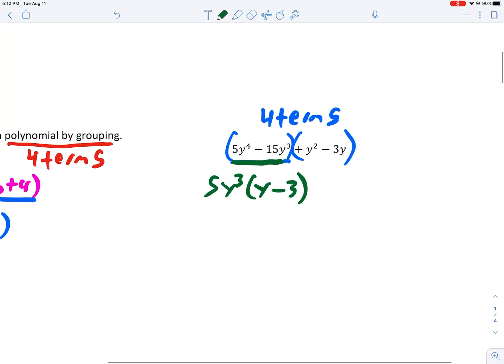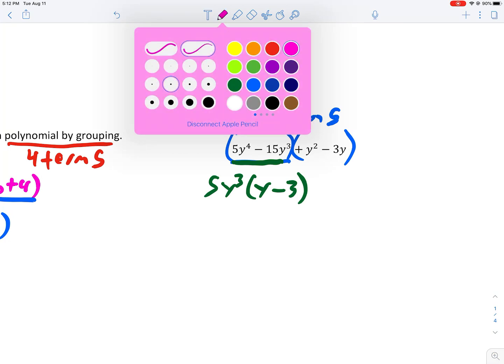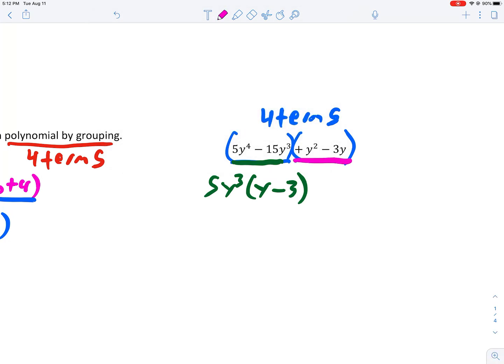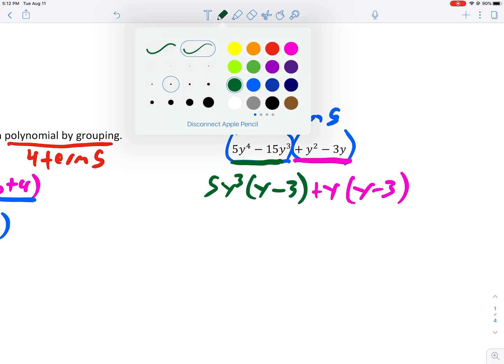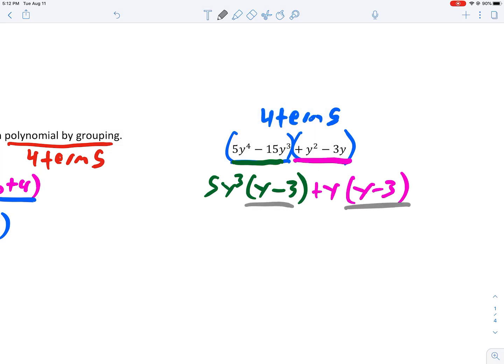So now I go to the second set of grouping symbols and see if there's a GCF. I see that they both share a y, so plus y. So what would be left would be y minus 3. Okay, and then next step would be there's a common factor of y minus 3. Factor that out.